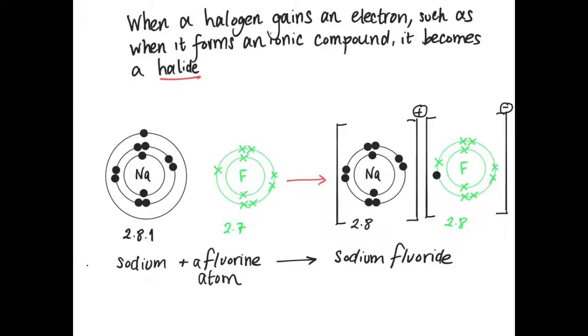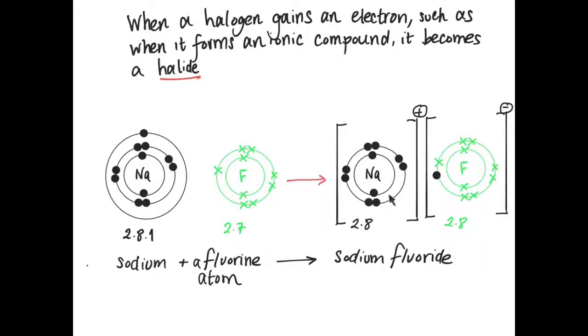When a halogen gains an electron, such as when it reacts with sodium, it forms an ionic compound. Remember, an ionic compound is when a metal reacts with a non-metal, and the halogen becomes a halide. So fluorine, when it gains an electron and becomes F-, becomes fluoride. Here's the example. If we take sodium, with 2 electrons, 8 electrons, 1 electron, and it reacts with a fluorine atom, which has got 2 electrons and then 7 electrons, 1, 2, 3, 4, 5, 6, 7, then to get a full outer shell, the sodium gives this electron away to the fluorine.